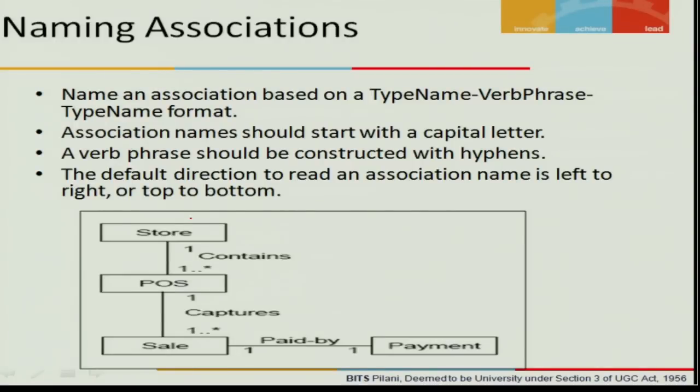Now how can you decide the name of a relationship? Most of the time you will find some meaningful verb to identify the name of the association. For example, you can say store contains POS. So it is top to bottom. Store contains. This is the meaningful verb which indicates how store is related to POS. That particular verb is called the relationship or association name.